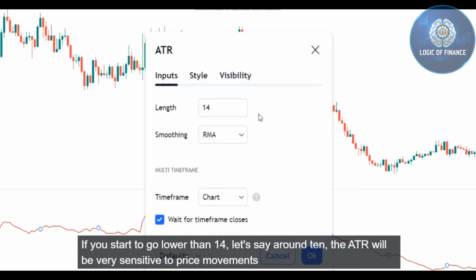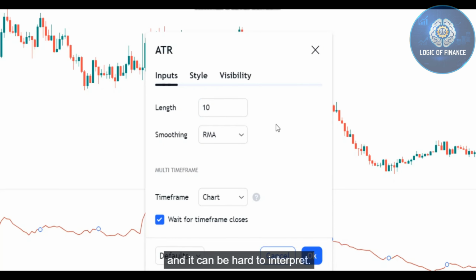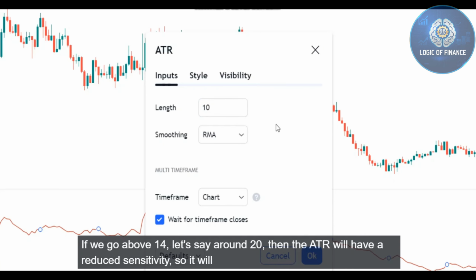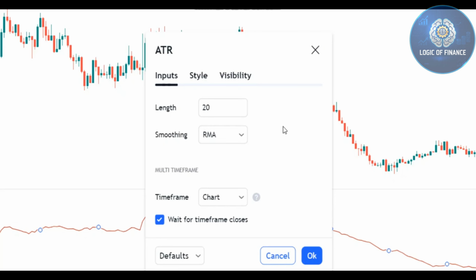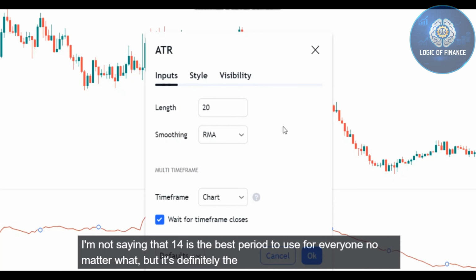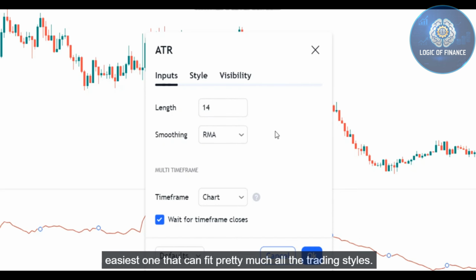14 is a balanced period, and I suggest to keep it like this. If you start to go lower than 14, let's say around 10, the ATR will be very sensitive to price movements, and it can be hard to interpret. If we go above 14, let's say around 20, then the ATR will have a reduced sensitivity, so it will react more slowly. I'm not saying that 14 is the best period to use for everyone, no matter what, but it's definitely the easiest one that can fit pretty much all the trading styles.